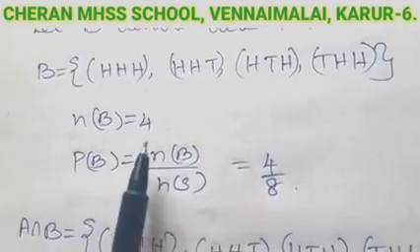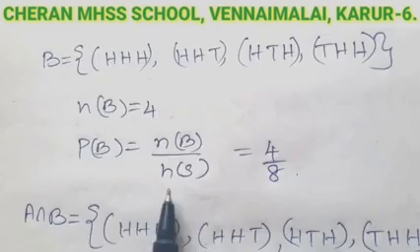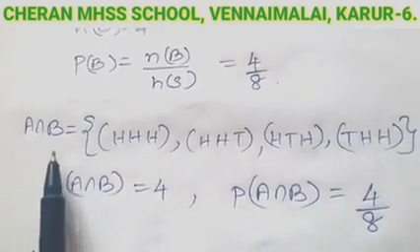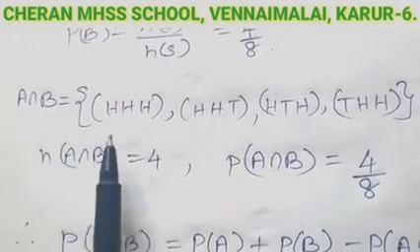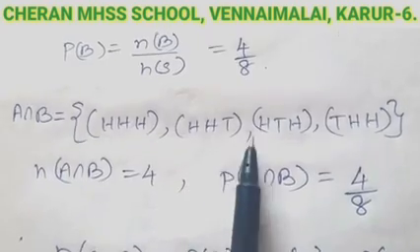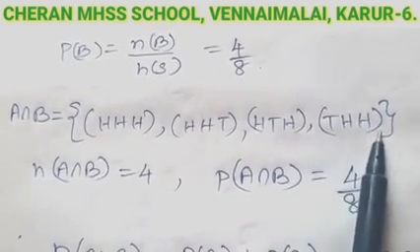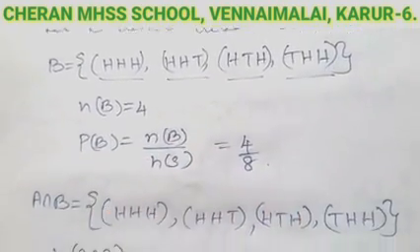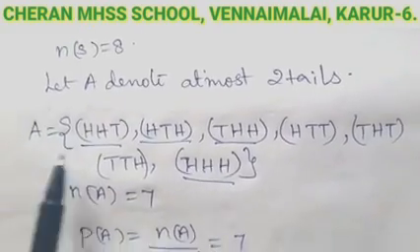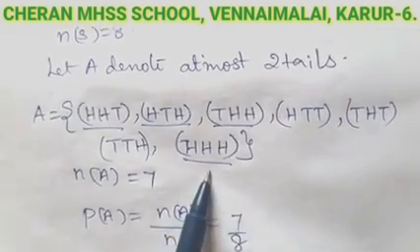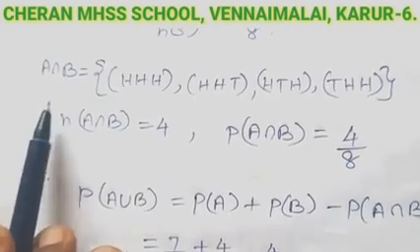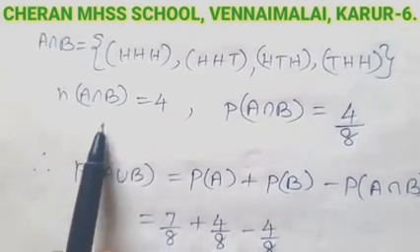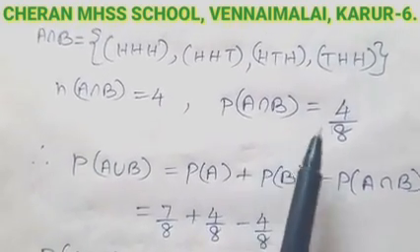N of B is equal to 4. P of B is equal to N of B by N of S is equal to 4 by 8. A intersection B. The common elements between A and B are HHH, HHT, HTH and THH. These 4 elements are common in both A and B. N of A intersection B is 4. P of A intersection B is 4 by 8.